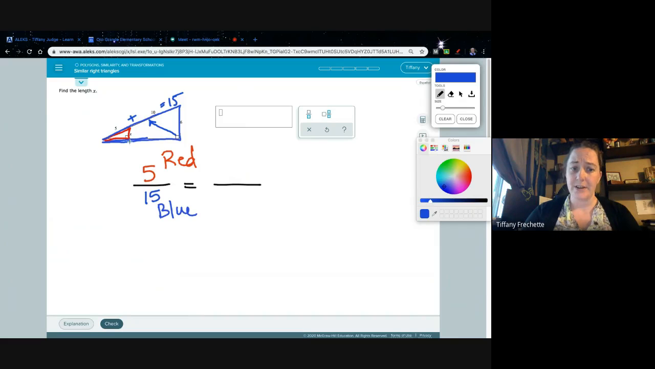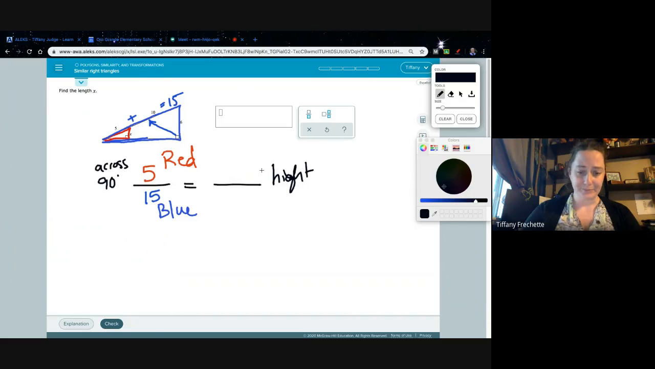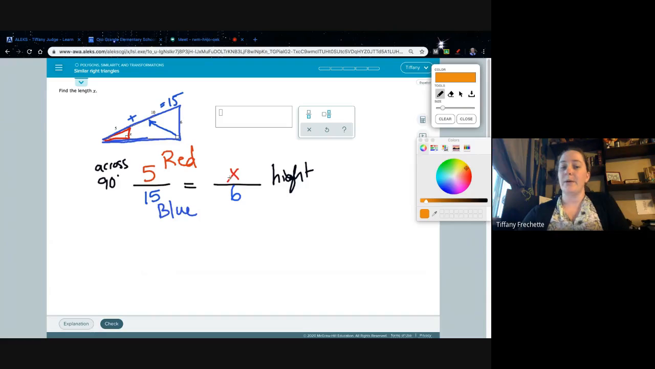Now what we want to do is the other one we have. And if we think of this as height, we have the height of both triangles. So in this case, we were doing across from the 90, and then on this side, we're doing the height, right? So I'm going to go back over here to blue. In my blue triangle, the height is 6. In my red triangle, the height is x. I know I made that very colorful. I was just trying to be a little dramatic, showing you how I filled those in.